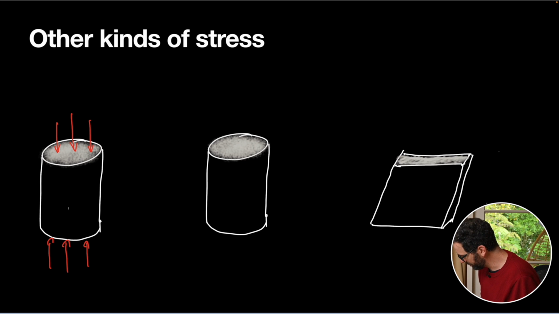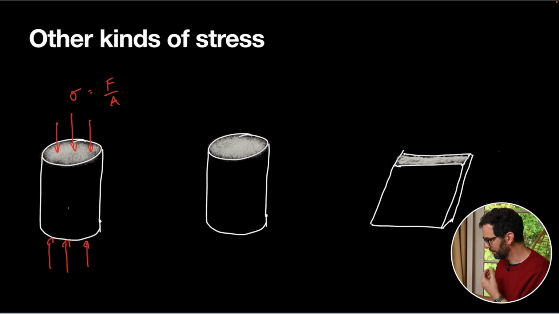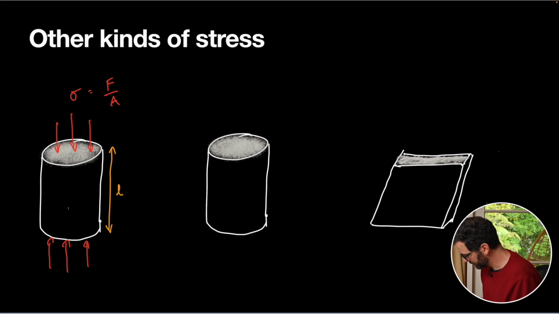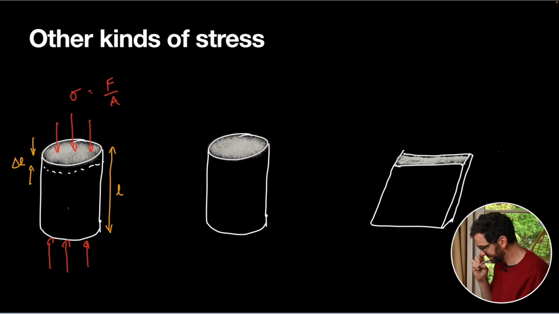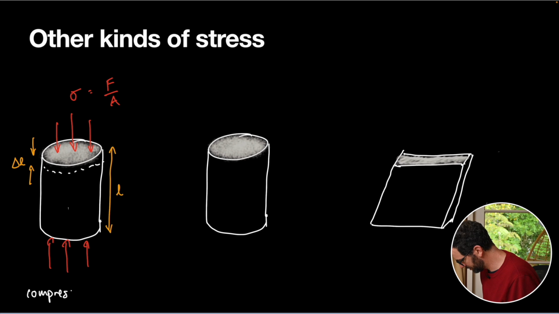And here's my stress, which is sigma, my force divided by my area. And then I had my strain, which was delta L over L naught. And when I squish it, maybe it comes down a little bit, and then I get a change in length, delta L. Okay, now that's called compression, but like I said, it's not the only kind.